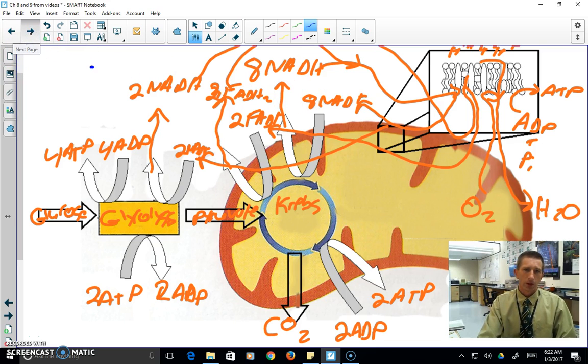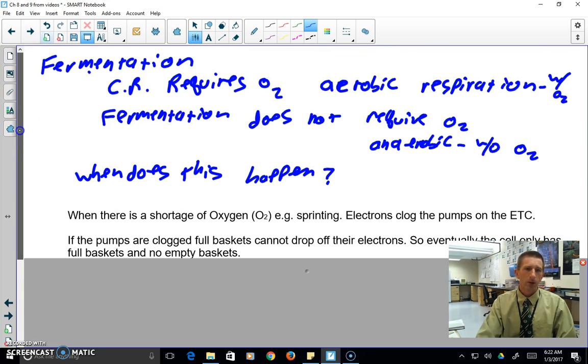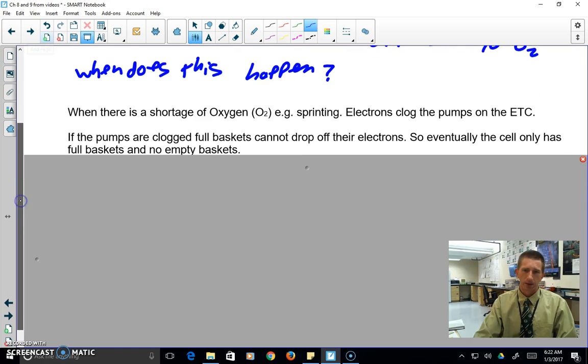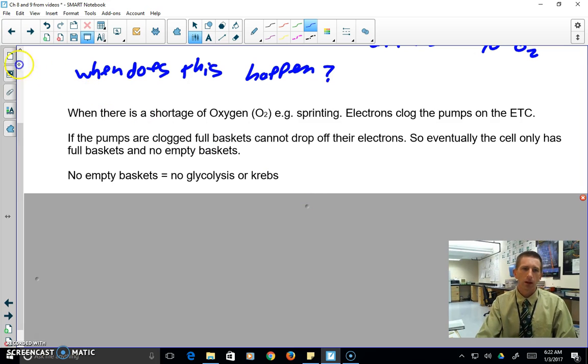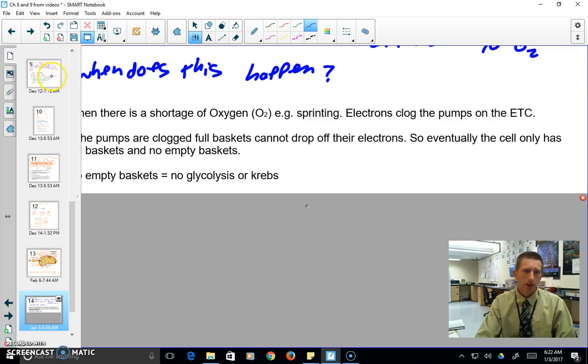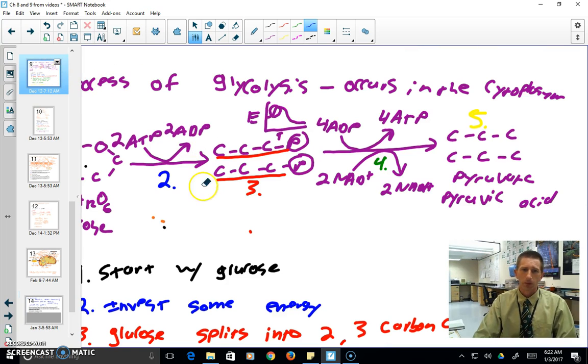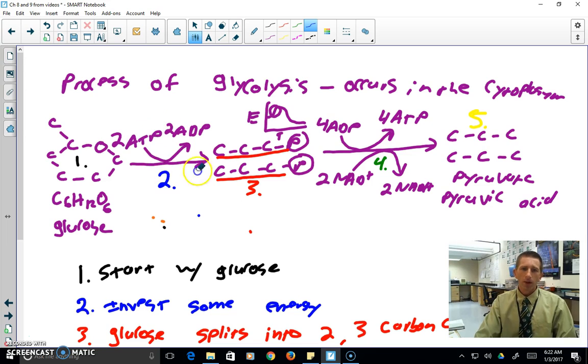Now if we continue, we have only full baskets and no empty baskets. Well, if we have no empty baskets, then we can't do glycolysis or Krebs. This is where you have to understand my drawings a little bit. I know it's difficult, but we're going to walk through it. This is a process. This is a chemical reaction. It's like a recipe, right? For this to happen, you need glucose and you need ATP because both of those feed into it. This is the product.